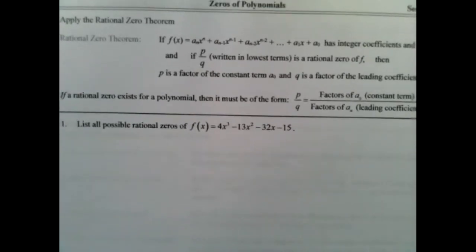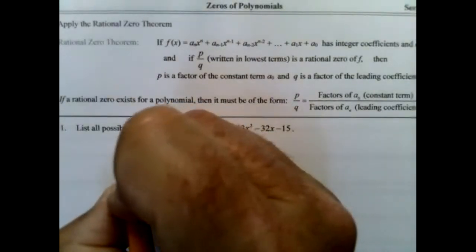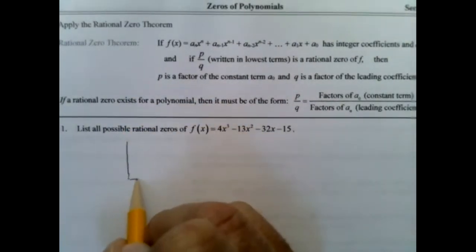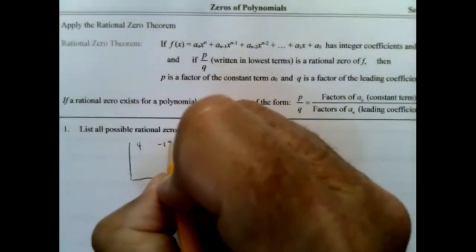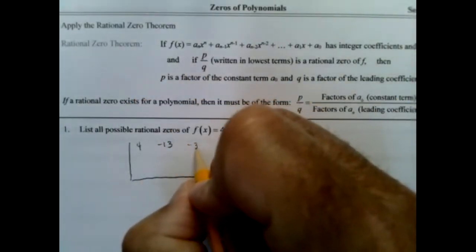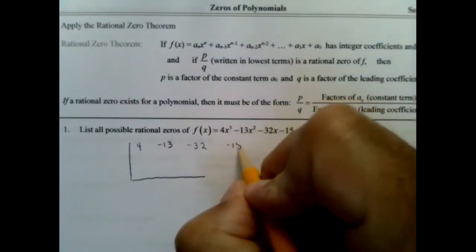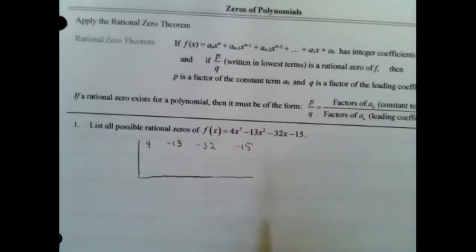I'm going to get my synthetic division ready. I'm going to say 4, -13, -32, and -15. And again, the remainder theorem would work, but I don't think I want to plug numbers in here. That's a lot of calculations using the remainder theorem, so I think I'm going to opt out of that, and I'm going to take a look at this.